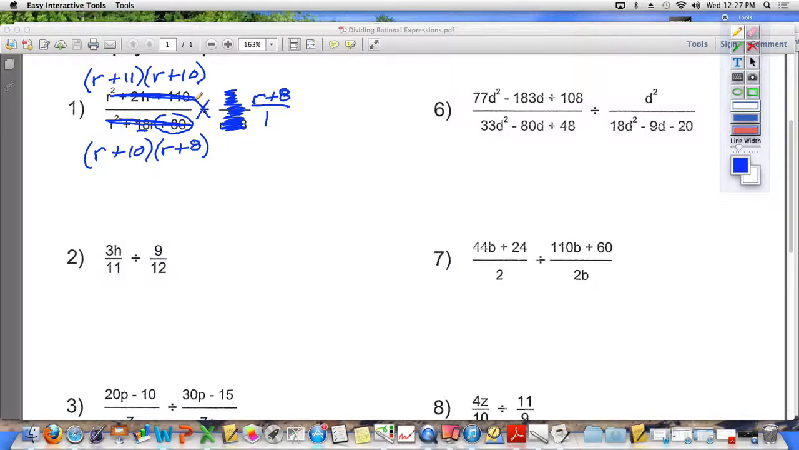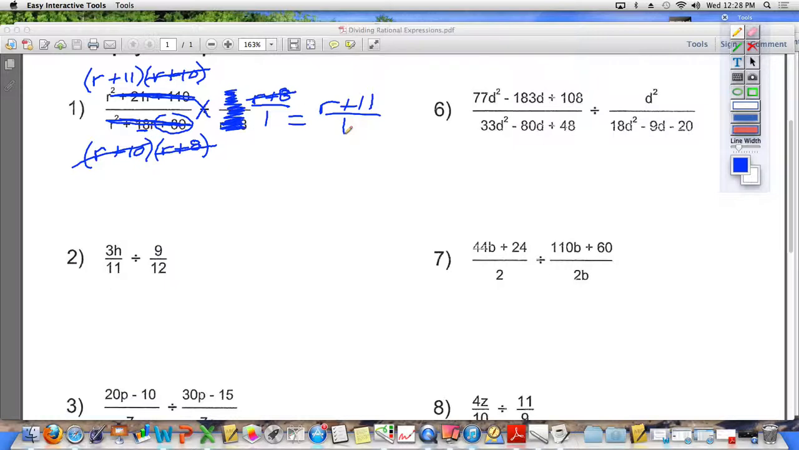Now, do we have any terms that are alike? Yeah, I think we can cancel a lot of this stuff out now. R plus 11, is there another r plus 11 that I can cancel it out with? No. R plus 10, yes, that cancels out with that. We have an r plus 8 here with an r plus 8 there. What's left over? R plus 11 and 1. We have an r plus 11 in the numerator and a 1 in the denominator.